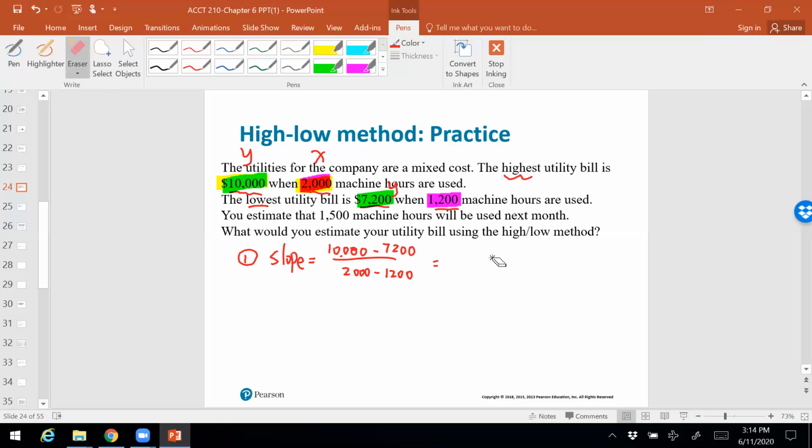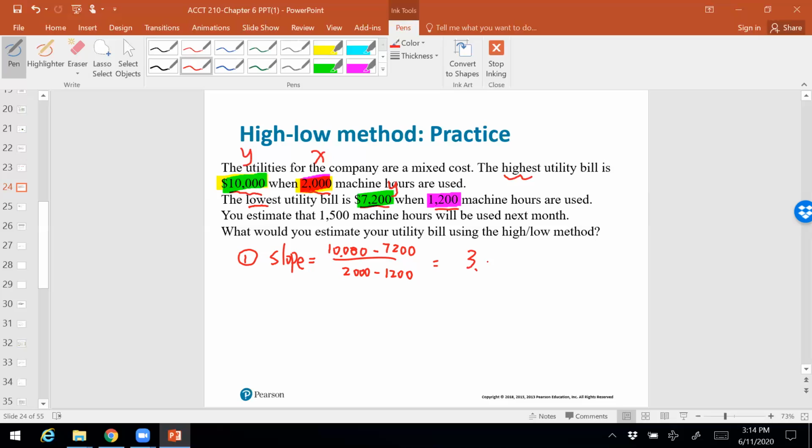Sorry, so I use my calculator. I should have already. So give me 1 second. Sorry about that. So 10,000 minus 7,200, my numerator is 2,800, and then divided by 800, I get 3.5. Is that what you got? 3.5. Work with me, right? Don't just look at me.